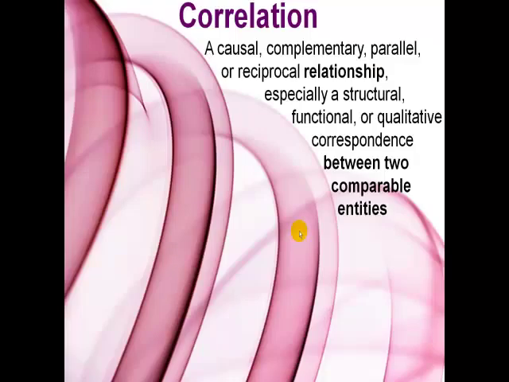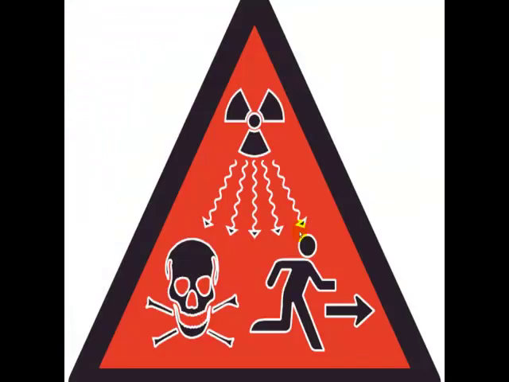Number one, correlation has this very long definition: causal, complementary, parallel, or reciprocal relationship, and so on. It's basically, look at the bold letters, a relationship between two comparable entities. What kind of relationship? We don't know. It could be causal, complementary, parallel, or reciprocal. We don't know until we do the analysis. So that's an important statement, as you'll find out as we move forward.